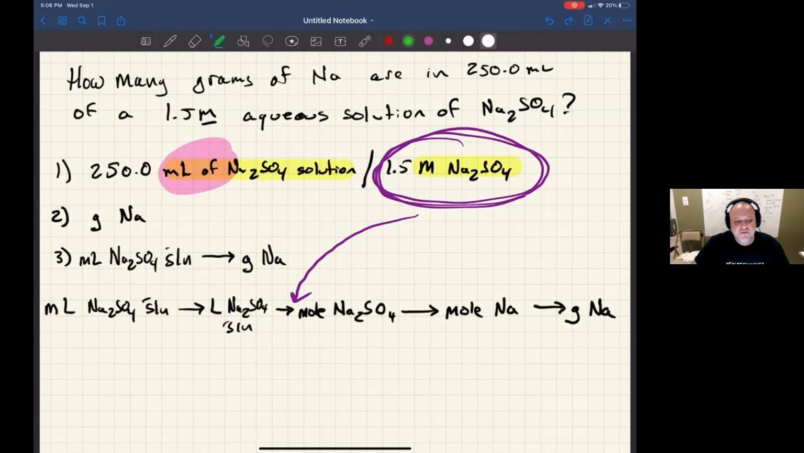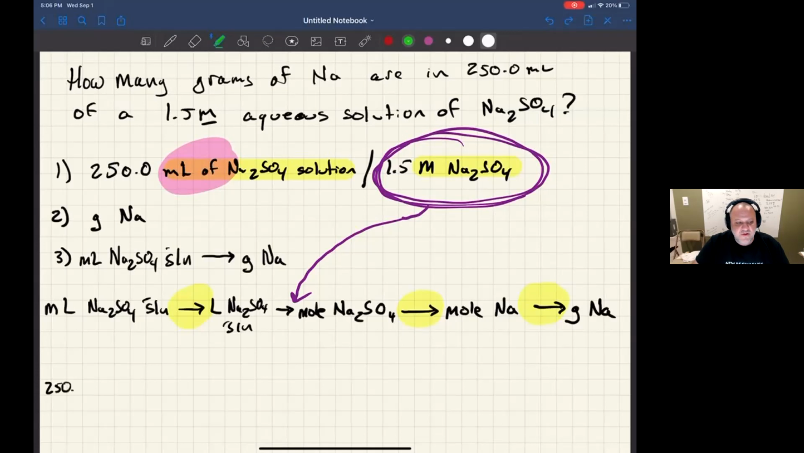Now, I gave you the solution in terms of milliliters. So of course you can convert milliliters of solution directly to liters through some metric conversions that we learned very early on. So let's put it together. This first one, as I said, is one of the first conversions that we learned. And these other two conversions we learned earlier on in the semester as well. The only thing that's new is that spot in the middle with molarity.